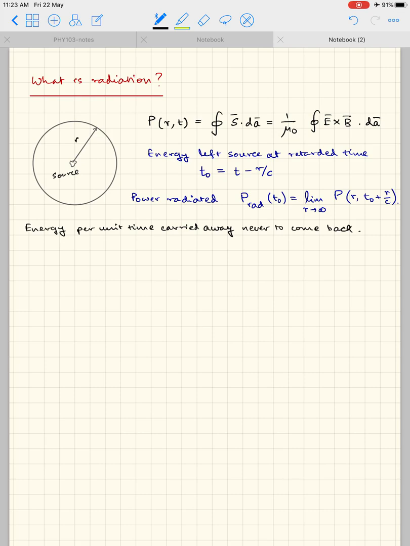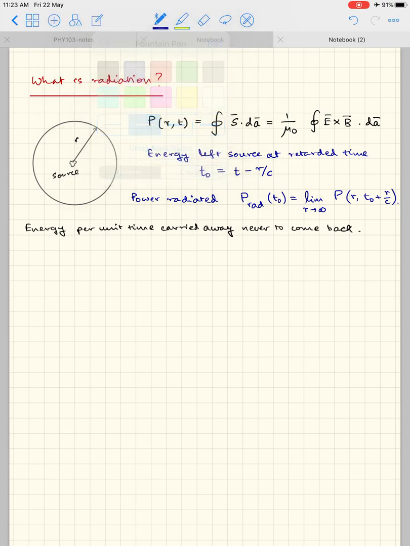So for example, if the Poynting vector went as 1 over r cubed, then P, the integral of the Poynting vector over dA, will go as 1 over r, and when you take r going to infinity like you need to, this is going to go to 0. Okay. So for radiation to occur, S must decrease no faster than 1 over r squared at large r. This is an important point.